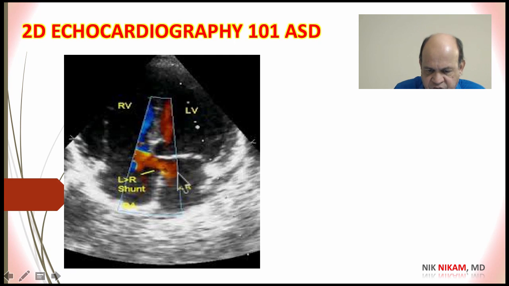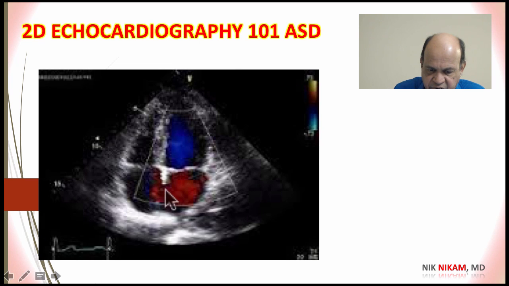And here you can see normally there should not be any flow from one atrium to the other, and here we see a left to right shunt at the atrial level, just above the mitral and the tricuspid valve level. So this is an example of an atrial septal defect.